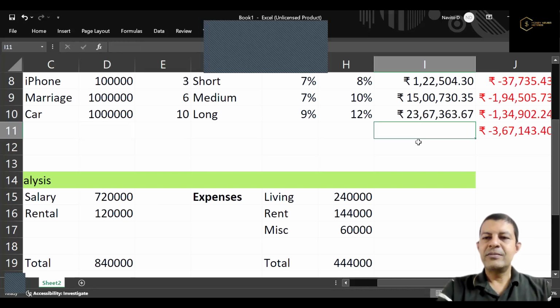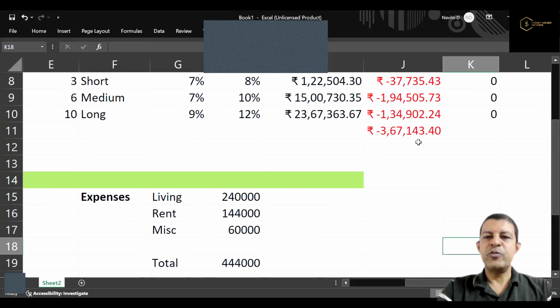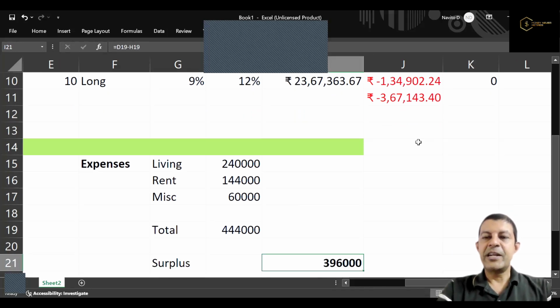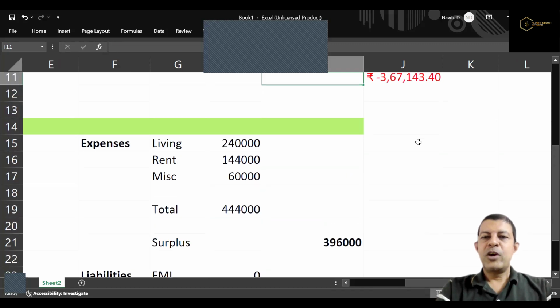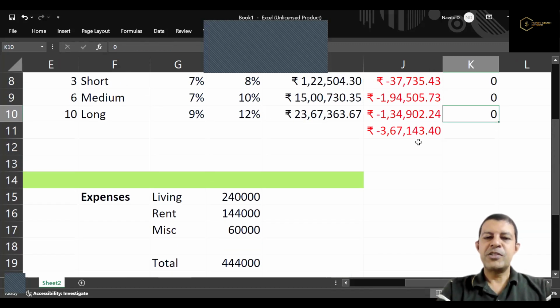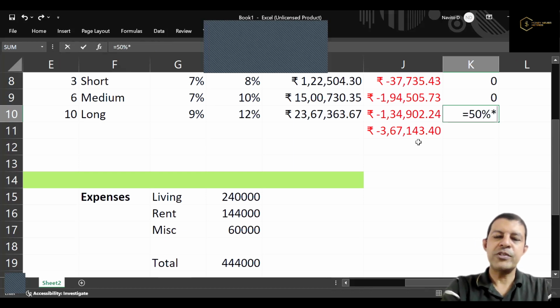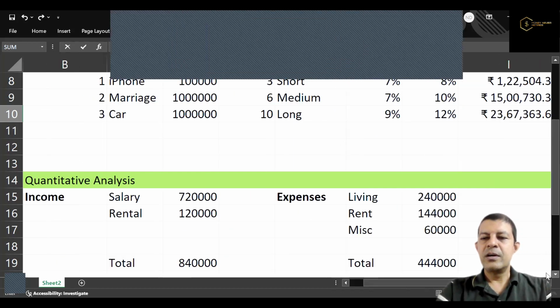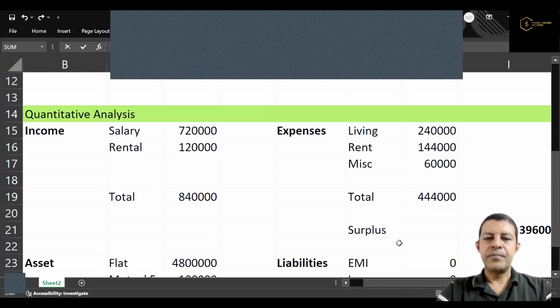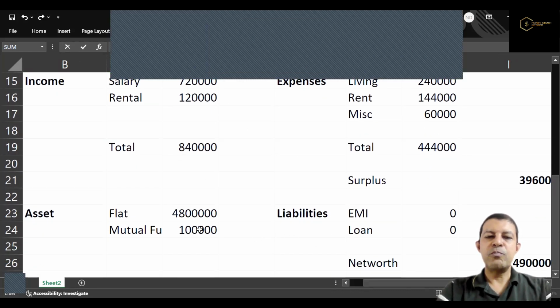So now we have 3,67,000 to be invested every year, starting at the beginning. 3,96,000 is his surplus, so it's comfortable enough for Ramesh to invest that amount. Now if we consider some existing investment, let's say Ramesh wants to keep 50% of his mutual fund investments for buying the car, then we can consider 50% of the mutual fund.